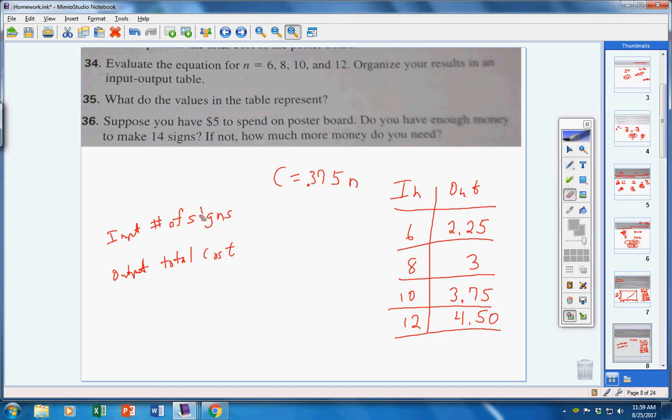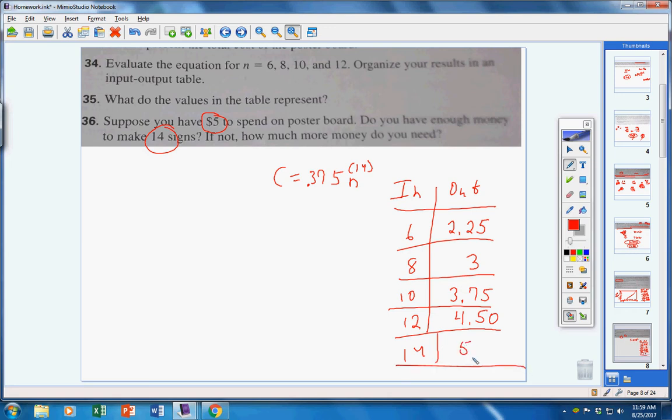Suppose you have to spend $5 on poster board. Do you have enough money to make your 14 signs? Okay. So you're going to the store. You're going to spend $5. Is that enough money to get 14 signs? Well, let's find out. That's what this function's for, right? Let's put a 14 in. If you put a 14 in, you will get out $5.25.